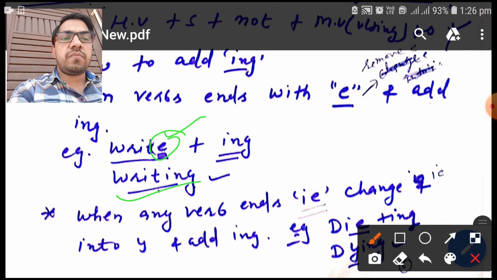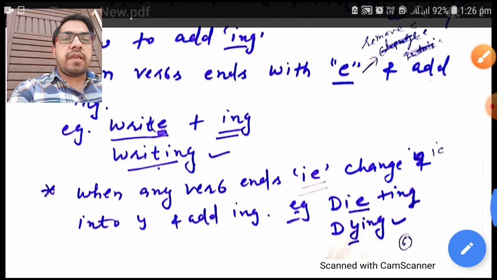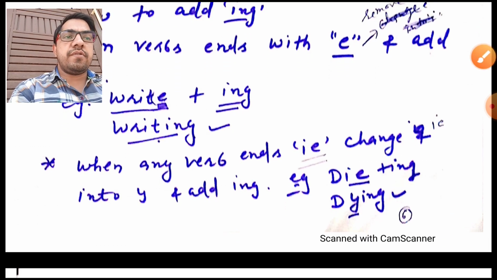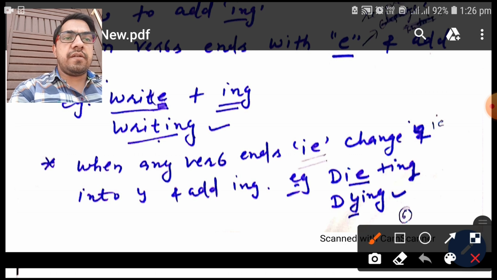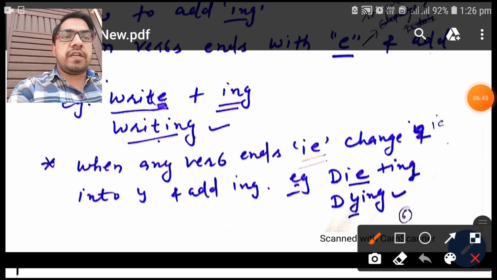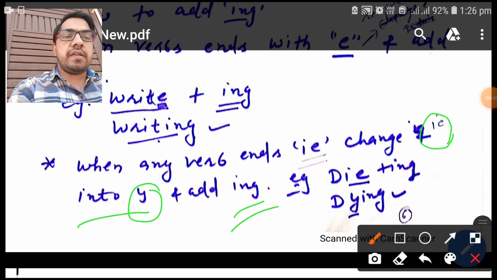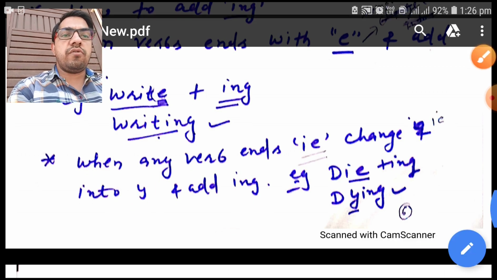After that, in the second point, when any verb ends with ie, we should change ie into y and add ing. Die plus ing. Here in this verb, ie is given. According to the rule, we should change ie into y, dy, and add ing. This is the second rule of how to add ing.